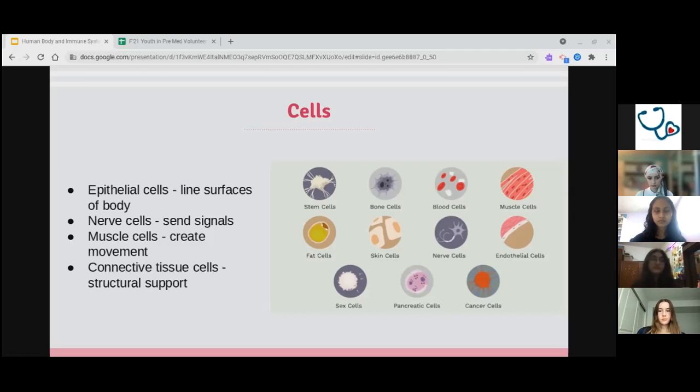However, there are many other types of cells in your body, about 200 types in total. Some of the other types of cells, which are in the picture on the right, include stem cells, bone cells, sex cells, and more.